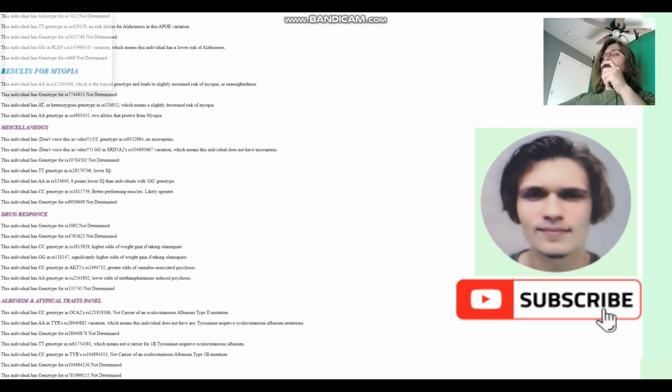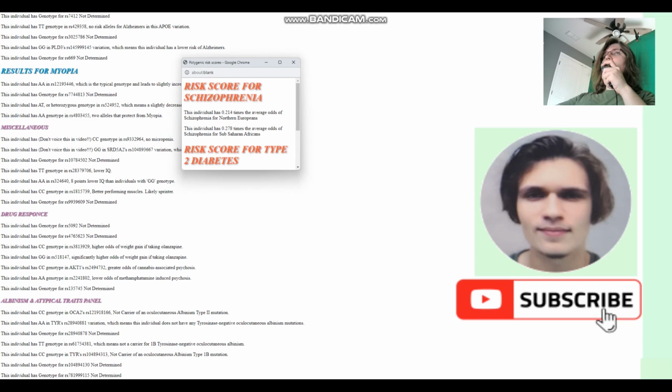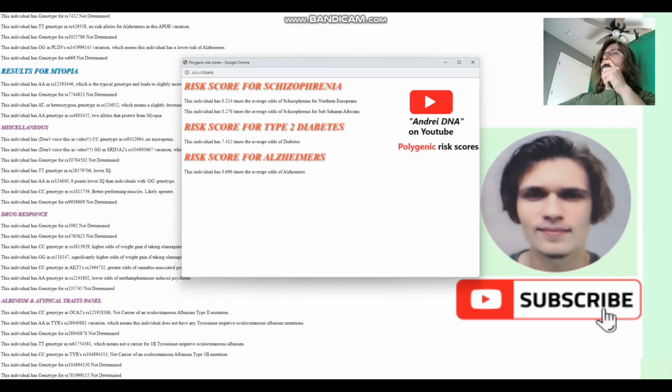Now we're going to check for polygenic risk scores. And for polygenic risk scores, he's got significantly lower odds of schizophrenia than was typical for Northern Europeans. Okay. Like 5 times less. So if the odds of schizophrenia for Northern Europeans is like 0.4%, for him it's like 0.08%, right? And he's got very high odds of diabetes, very interesting. And he's got slightly lower odds than what's typical for Alzheimer's. So he's got super high odds for type 2 diabetes, which is kind of interesting to see.